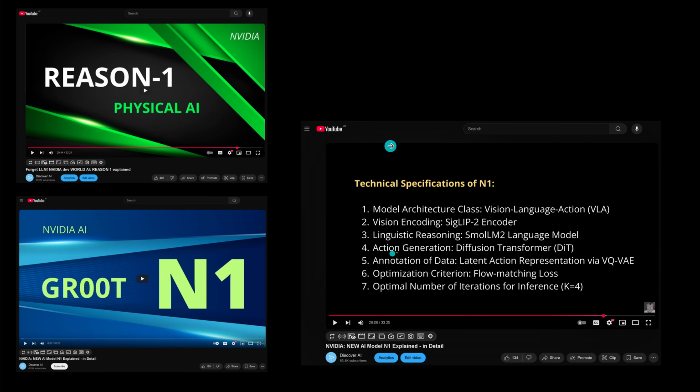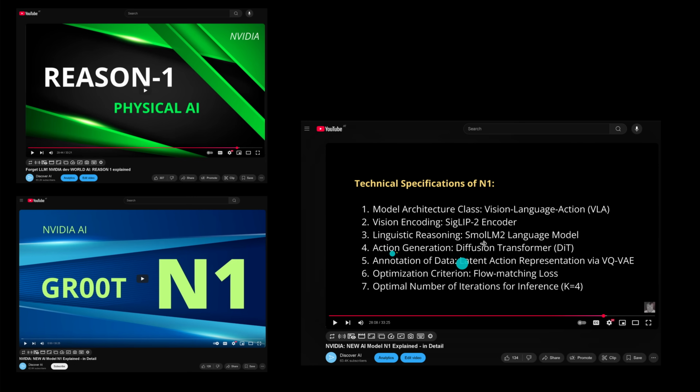Now you might say, hey, wait a minute, just less than a week ago, you showed us also from Nvidia the Groot N1 and the Reason 1, the physical AI understanding. Absolutely. But look at this complexity. These are the big brother models. This is Nvidia pure, no? This is what Nvidia offers its customers, industrial commercial clients. This is real expensive, a real huge infrastructure.